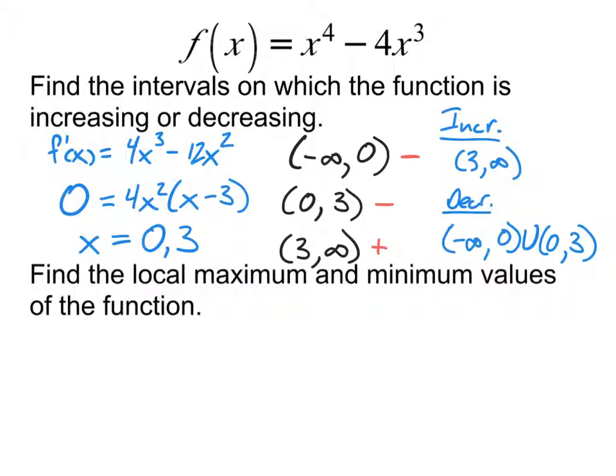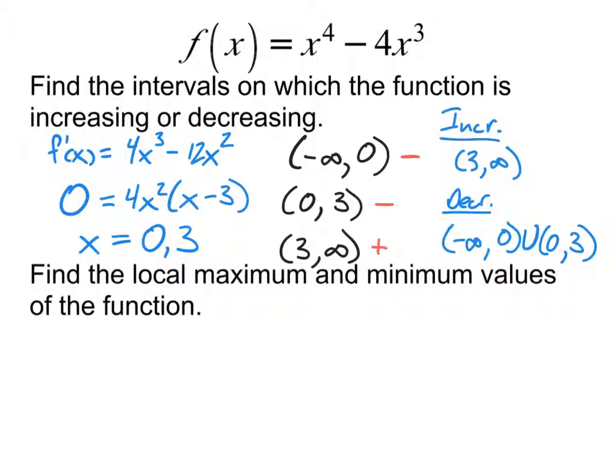So for the first part, just deciding where it's increasing and decreasing, here's all your work and everything that goes through. Notice it does not switch signs here, and so both of those are decreasing. You still have to put the union with them though. We can't just say negative infinity to 3 because remember we have to exclude 0, because at 0 it's not decreasing. At 0 it is horizontal. Our slope is 0 there. Once you have that, use it to find the local maximum and minimum values.